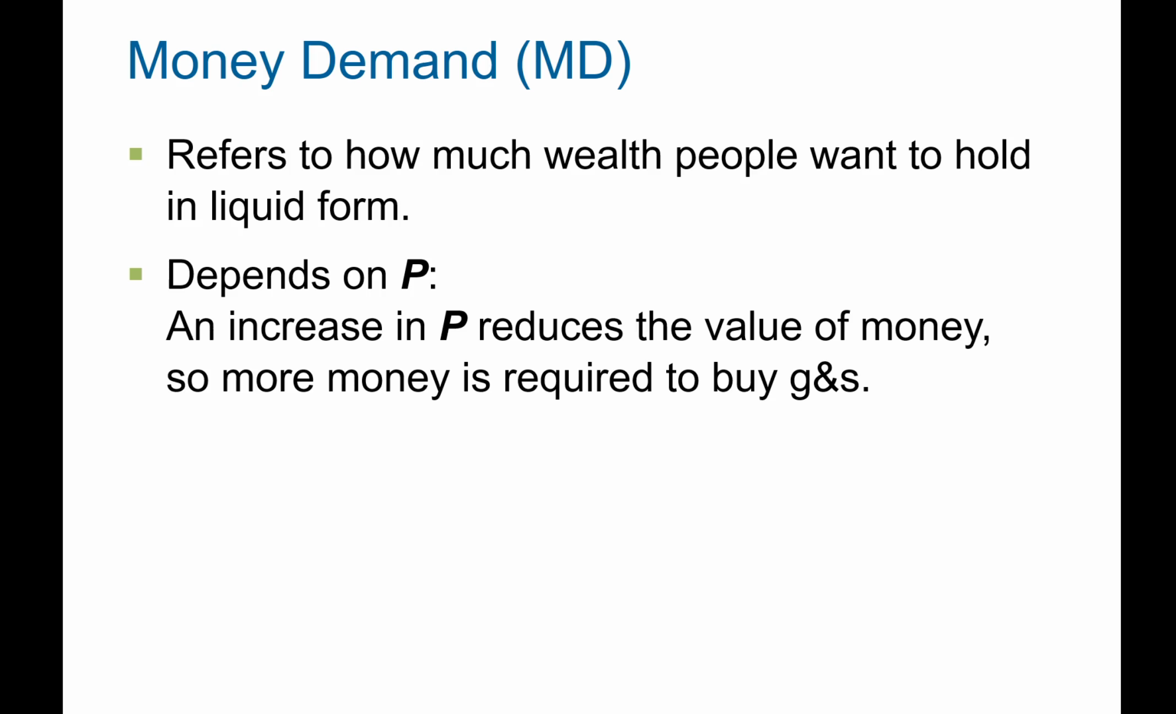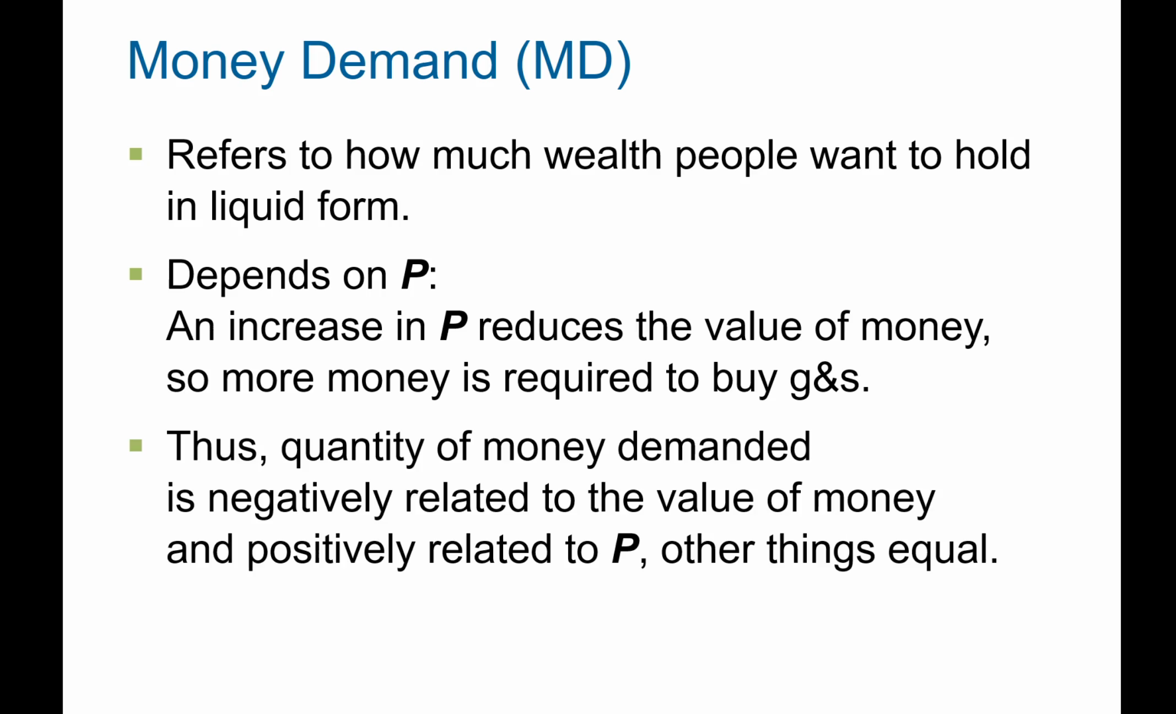Demand for money refers to how much people want to hold in liquid form. And it really depends on the price level. And this is an important distinction to understand with money demand. The amount that people want to hold is going to be dependent on how much things cost. So if there's an increase in the price level, that's going to reduce the value of money. It's going to require more money to purchase goods and services. And the reverse is true as well. A decrease in the price level would actually increase the value of money, requiring less money to purchase goods and services. So you can see that the quantity of money demanded is negatively or inversely related to the value of money and positively related to the price level.